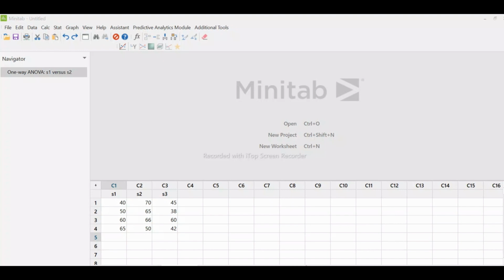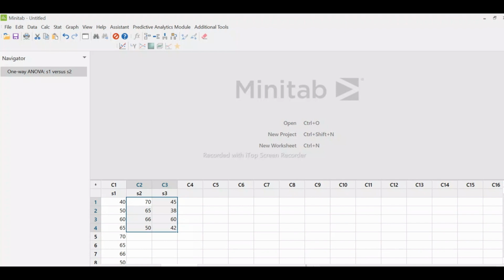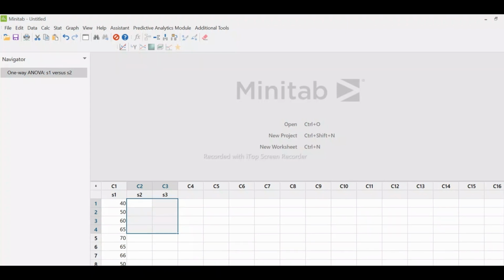So simply we copy the column and put it as the first column, then copy the other column and delete these observations from the columns.